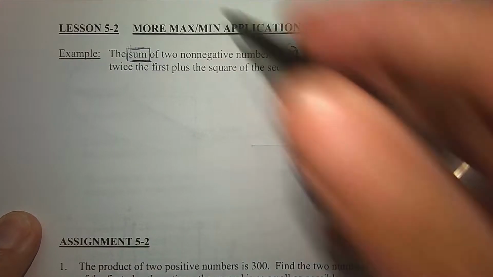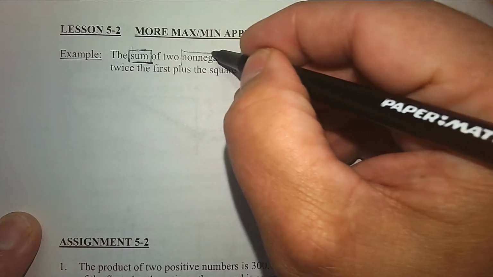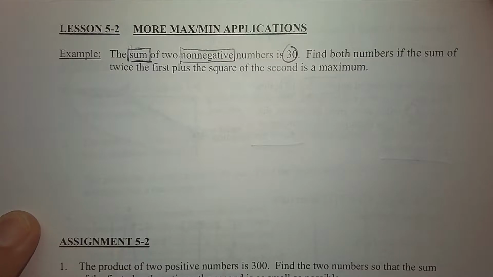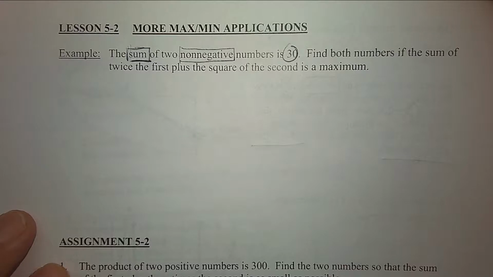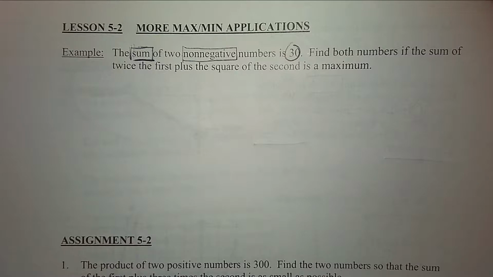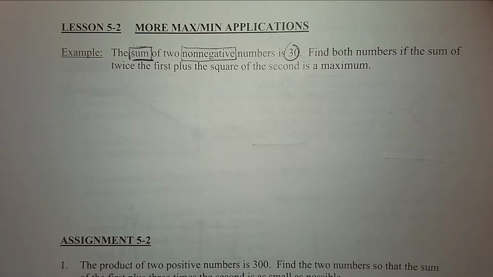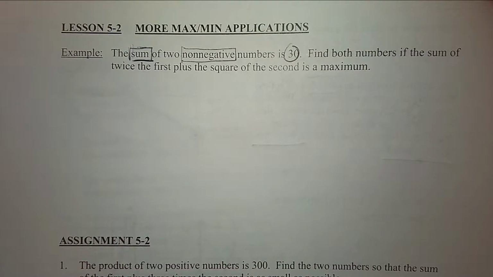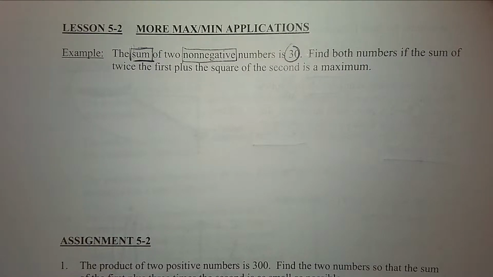So, the sum of two non-negative numbers is 30. I think the word sum means something. Maybe. And 30. Non-negative is a fancy word for what? It could also include 0. So non-negative means that 0 is included. If they just said two positive numbers, 0 is not included. Non-negative means it's 0 and positive numbers. So it's a fancy way to say 0 could be an answer, because 0 is not negative. If you just said two positive numbers, then 0 couldn't be an answer.